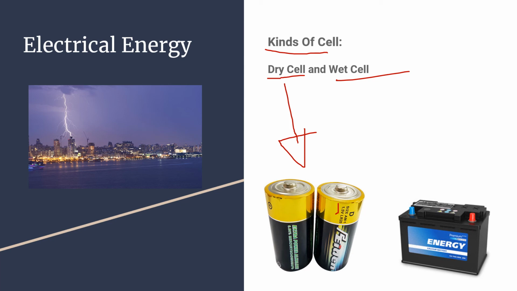But a wet cell, like the car battery, has more voltage and more ampere than these small batteries. We have to take care and we cannot touch this one, it is dangerous. You have to understand the kinds of cell we have: dry cell and wet cell.